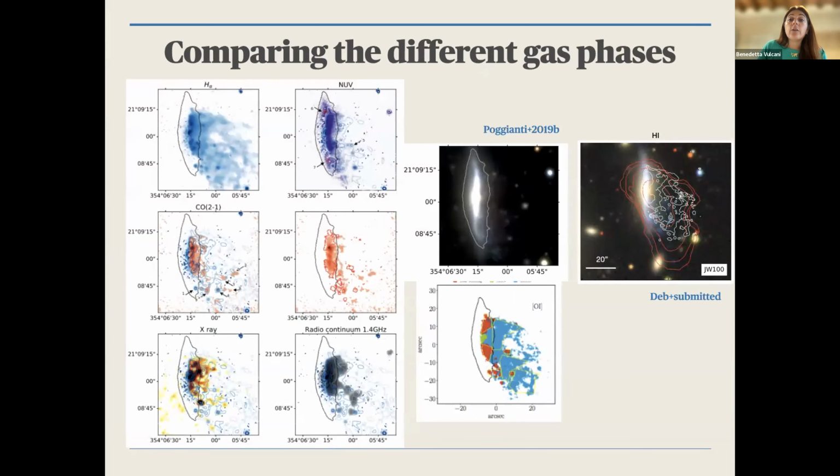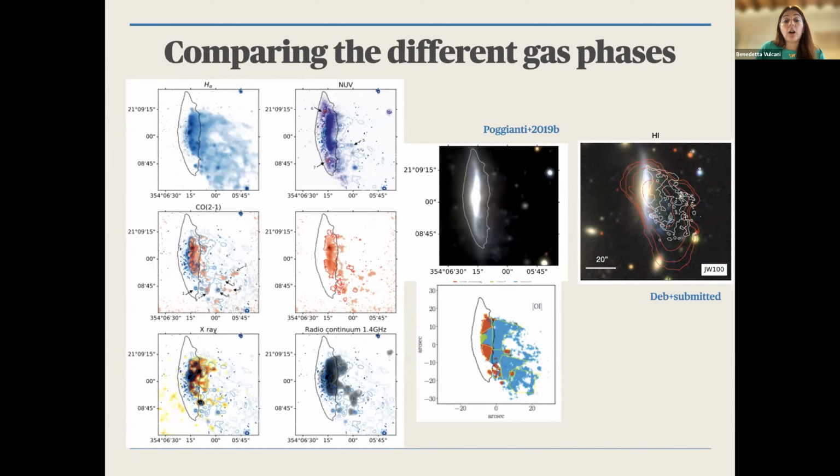As I mentioned before, we actually have observations at different wavelengths, and this is just to show you the richness of our sample. For this galaxy, for example, we have H-alpha, the UV data, the ALMA data, the X-ray, the radio continuum, the HI, and comparing all of these maps, we can really date the age of the clumps, and we can try to build a history that gives us information about how this gas was removed.